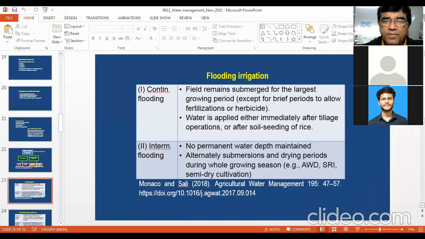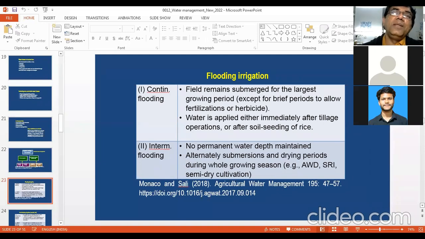Then intermittent flooding. In this, no permanent water depth is maintained, with alternate submersion and drying periods. You do this for the whole growing season, but during the flowering stage there should not be any shortage of water. Here, AWD (alternate wetting and drying), SRI, and semi-dry cultivation. In these kinds of rice establishment methods, you practice intermittent flooding.